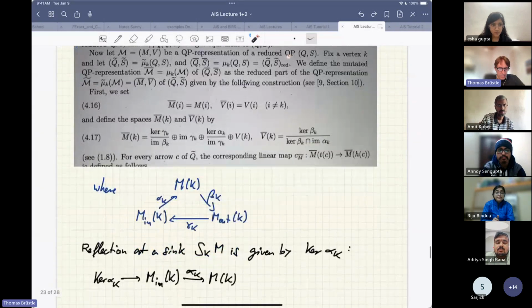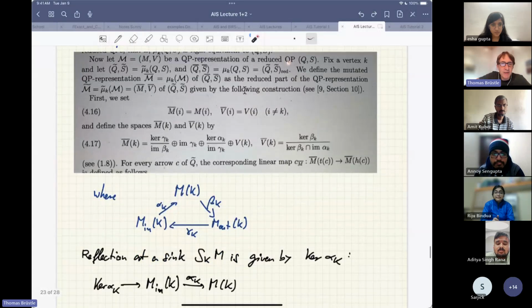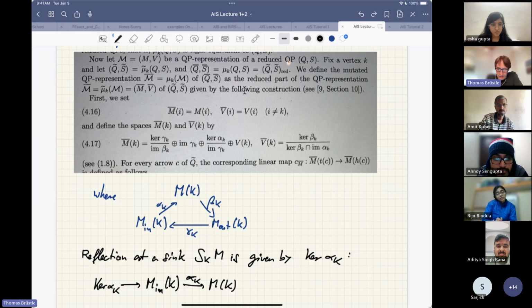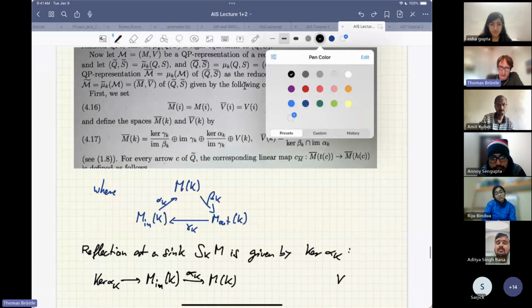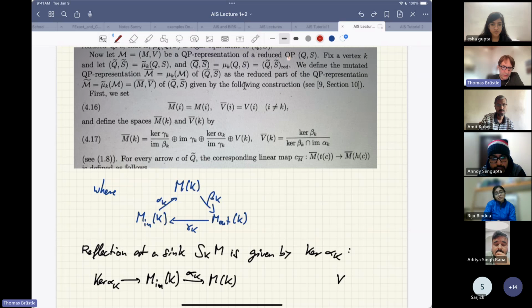And maybe we start a little bit. Let me explain this a little bit. Suppose we would like to reflect at a sink. So suppose we were in the situation where K is a sink. Let me write this in another color. Suppose we want to apply a reflection at a sink K. You did reflections in week 1. Do you remember what we were doing?